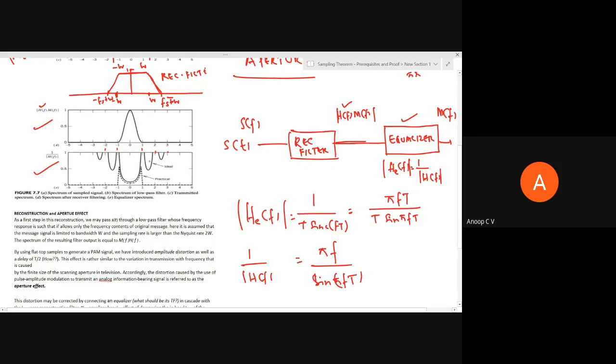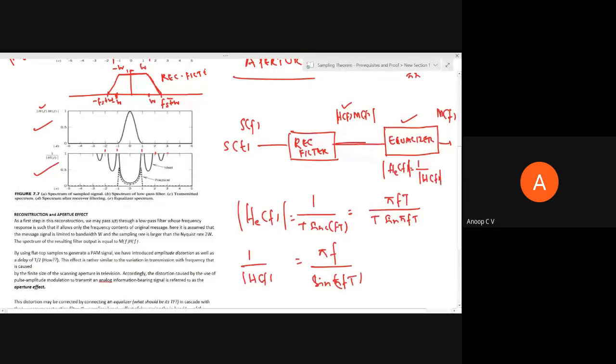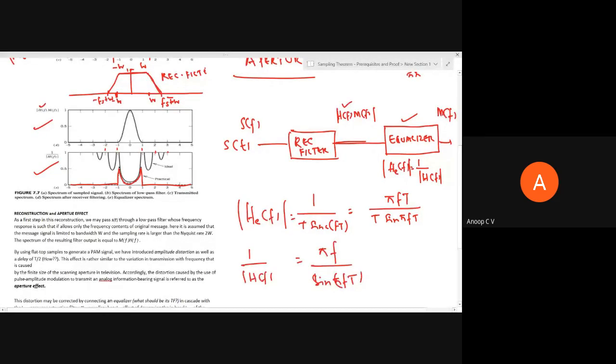So ideally this should be the transfer function we should get, but we can't realize it ideally. So instead of that, we'll use a practical filter which has a transfer function like this. So this is what we'll be doing.